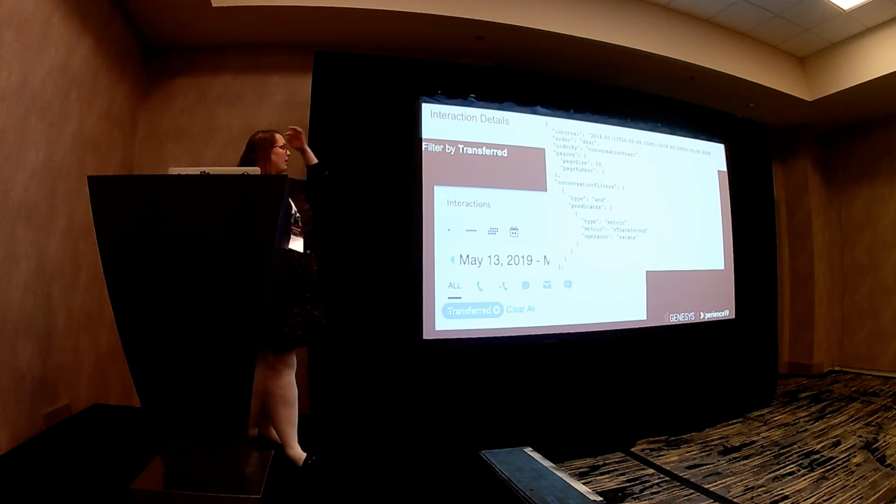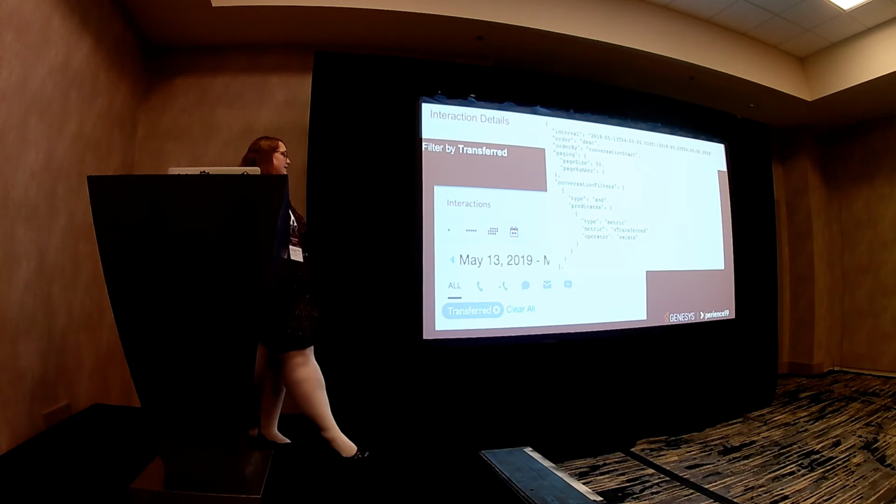Then we can also filter by the existence of metrics. For example, transfer. We can send in a conversation filter with the type of metric and the metric in transfer, checking that it exists. This is going to return only interactions that were transferred. Another use case for this would be sending in t-abandon and looking for all of my abandoned interactions.